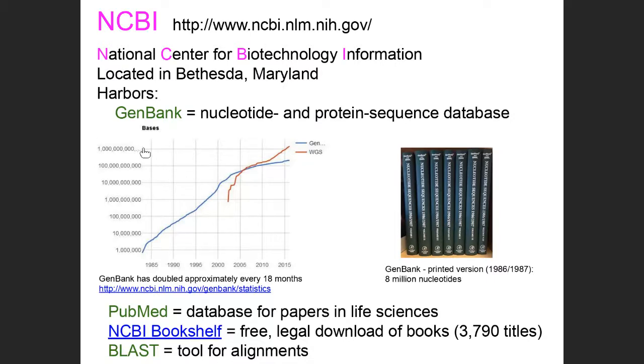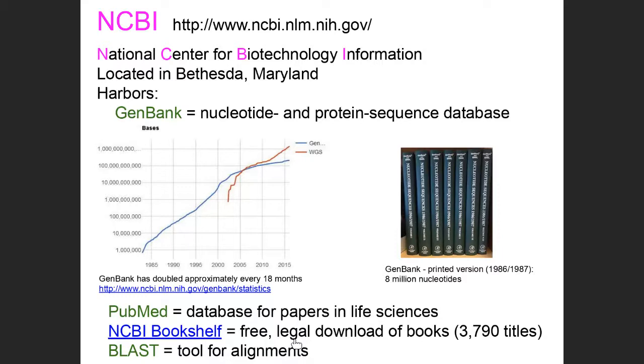Now, I don't even know how many zeros are in here, but there is so much more information now. So the NCBI harbors GenBank. It harbors something called PubMed, which maybe you're learning about if you are in 391 or 491. You're writing your papers, so you can look for papers there. There's something called the NCBI Bookshelf, which allows you to read the books, and they're free and legal.